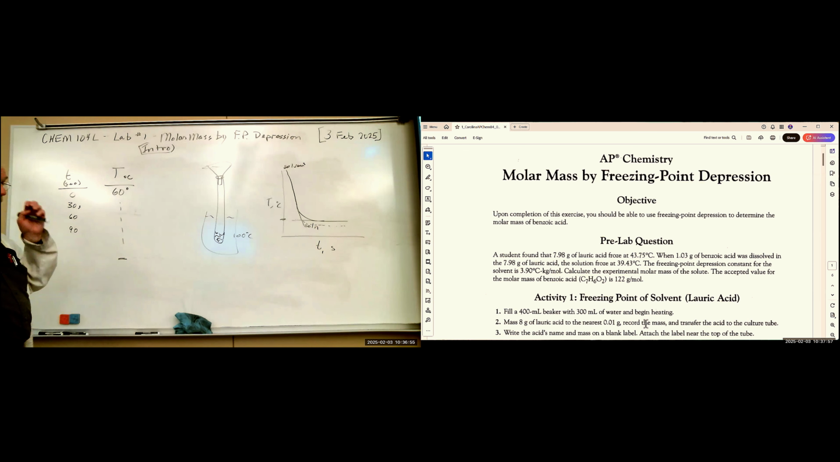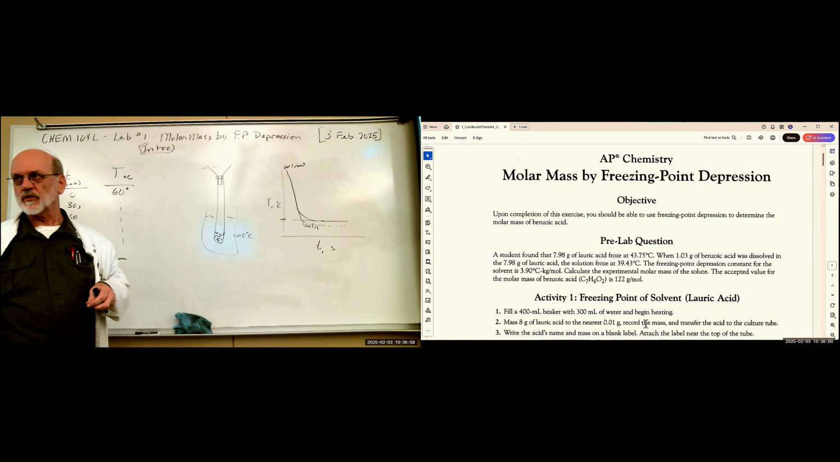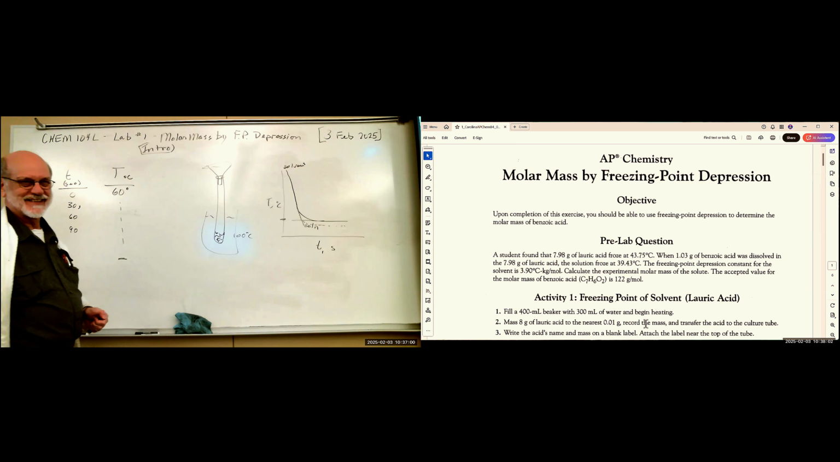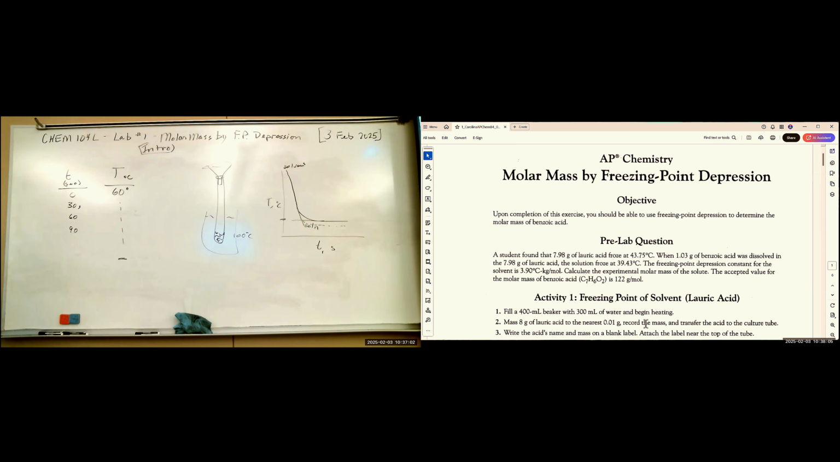It may not change it enough, hopefully, because you're going to be using crude thermometers, right? So there's a trade-off. Okay, any questions?